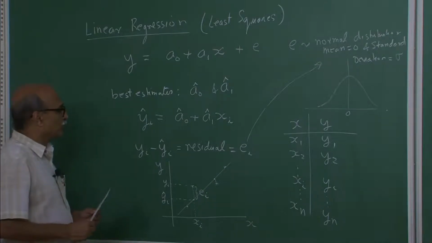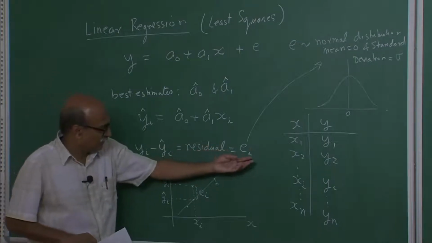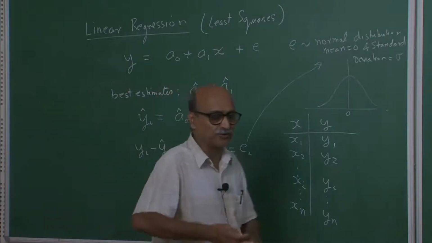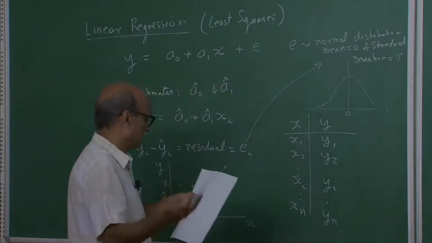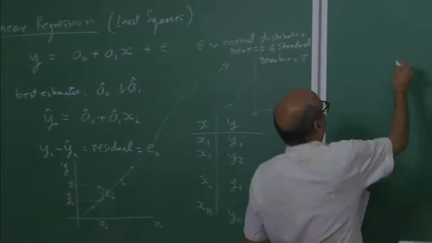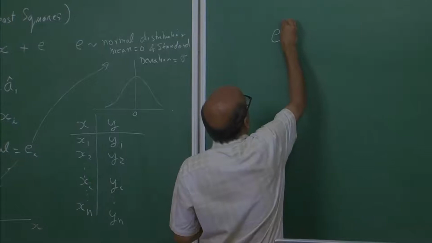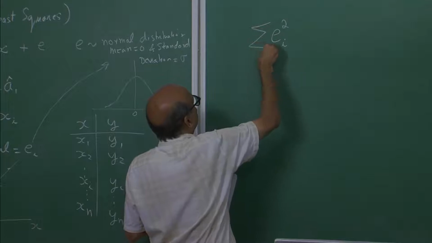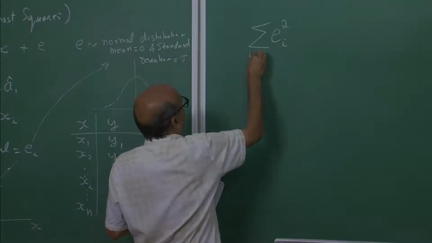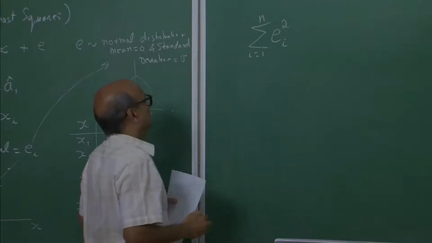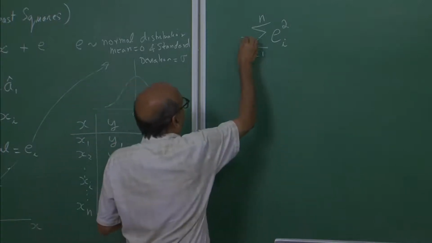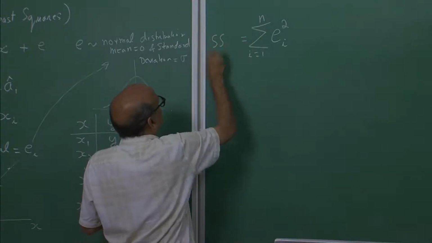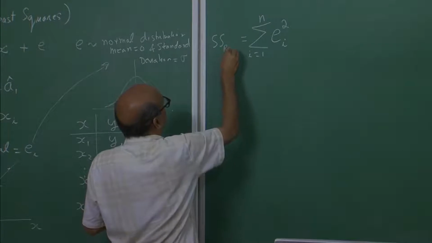So, what we do is we do not work with the residual e_i, but we square the residual. Because some of them are positive and some of them are negative, if we square them then everything will become positive. So, e_i squared, and then I sum up all of the individual residuals from i equal to 1 to n. This sum I will call SS, sum of the squares of the residual.